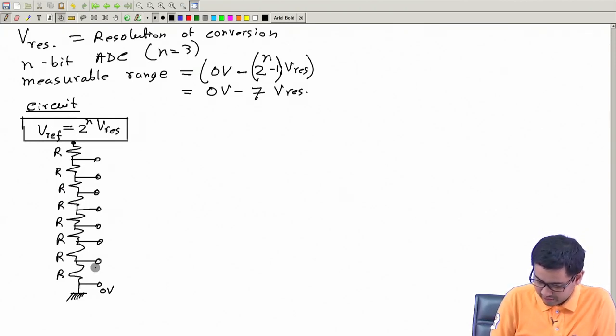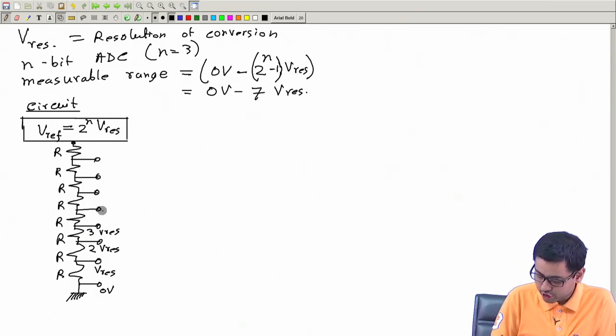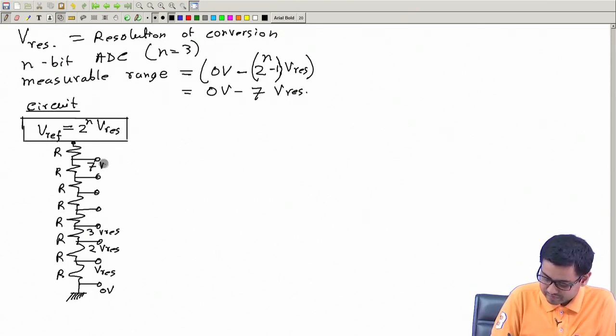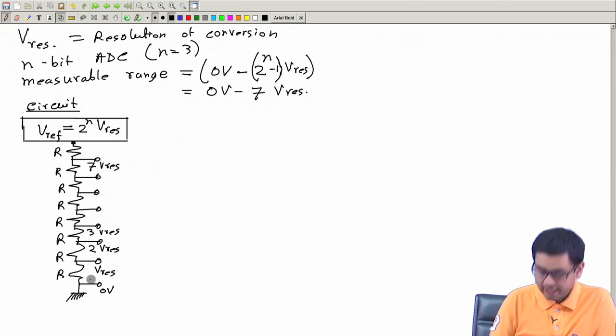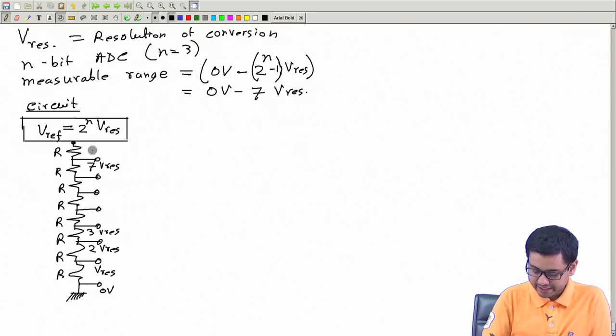So, this will be V resolution, this will be 2 V resolution, this is 3 V resolution, this is 4 V resolution, 5, 6, 7 V resolution, and this is 8 V resolution. So, these are the 8 different voltage levels that I have generated.